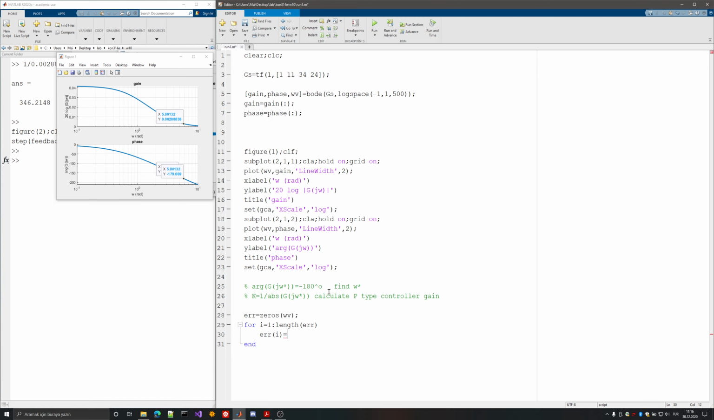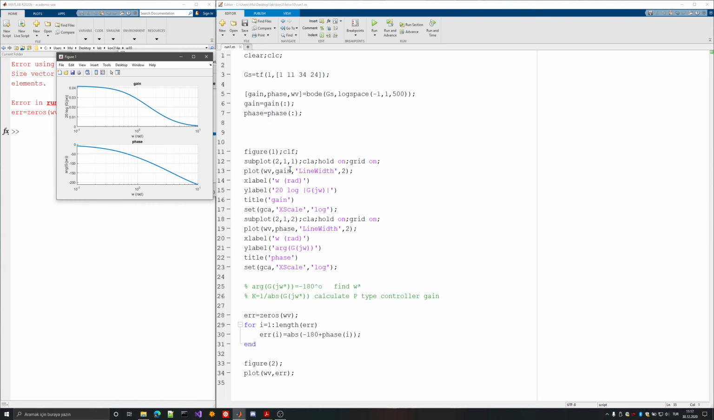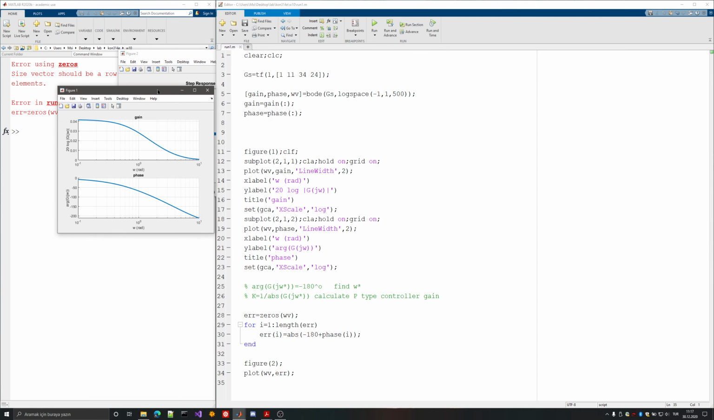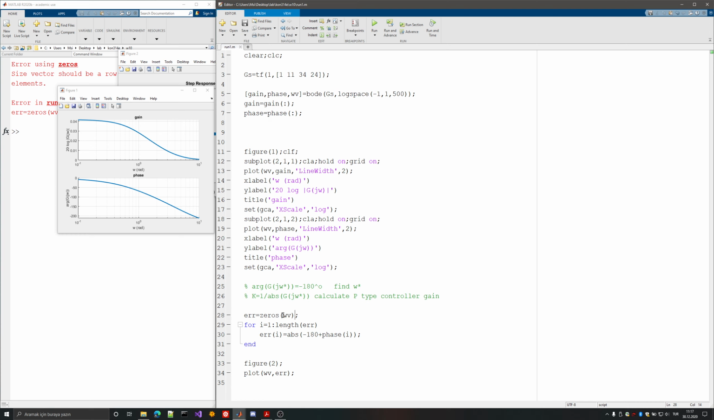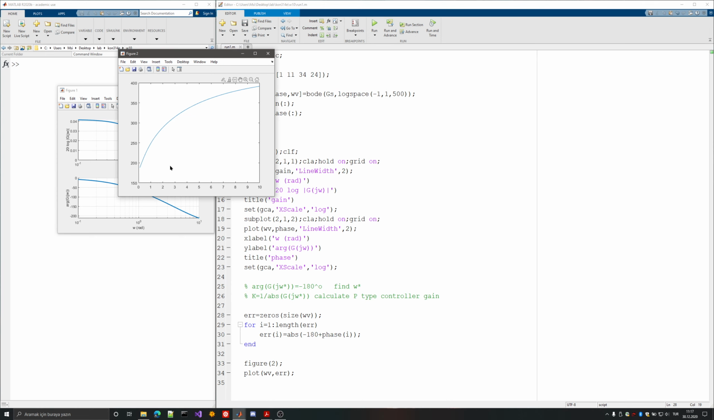Every point that exists in this graph should give me an error, and this error should be equal to the difference between -180 degrees and my phase angle here. Error phase angle. So let me show you what it looks like. What the error itself looks like. Oh, I didn't say size. So there we go.